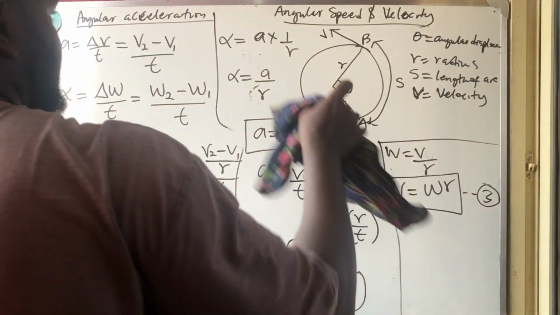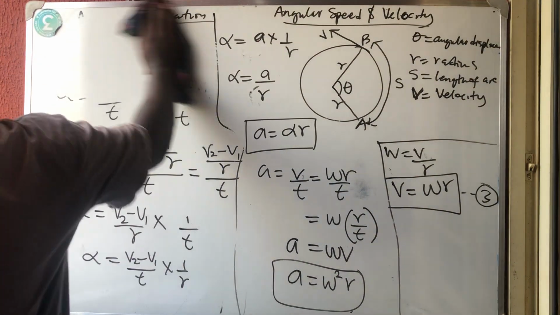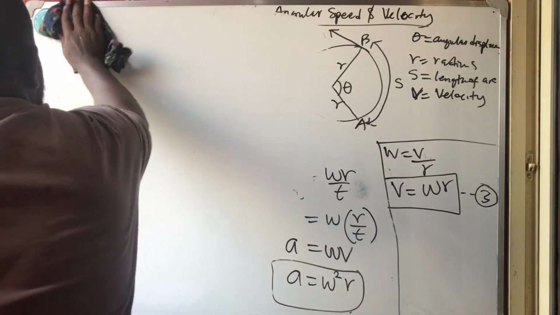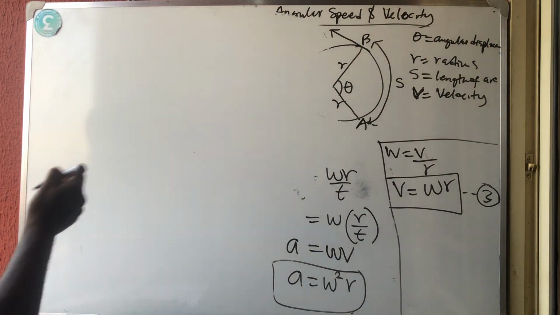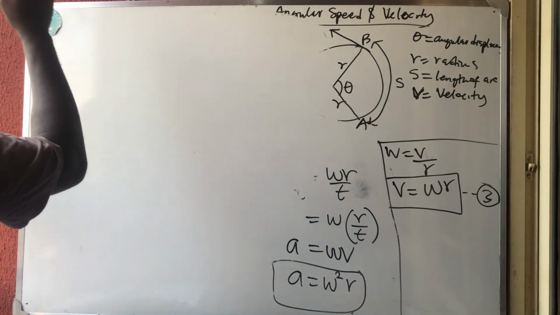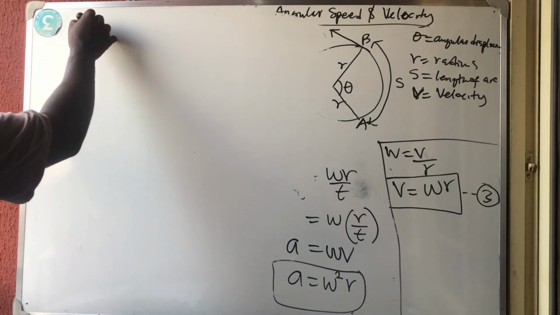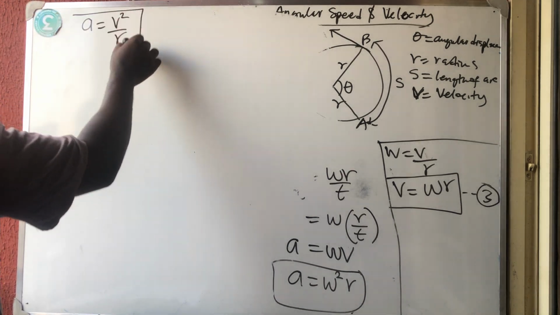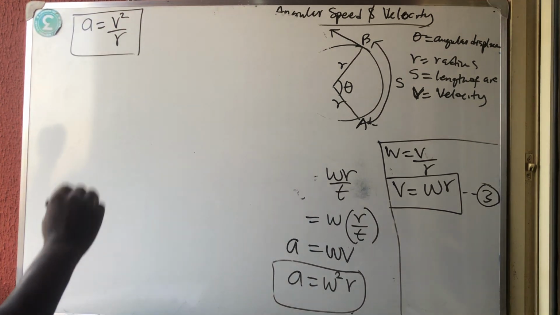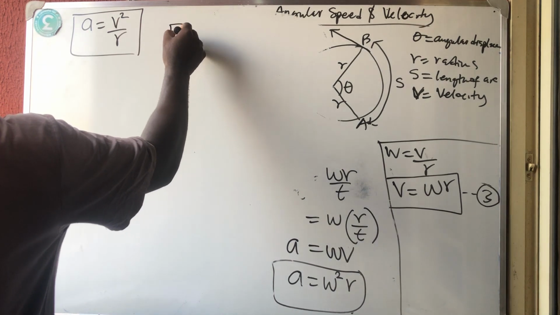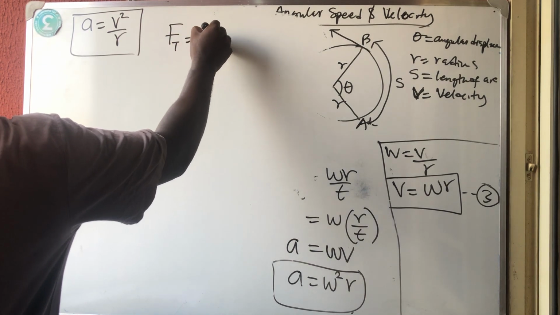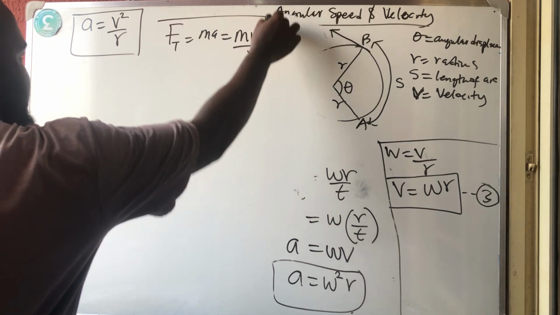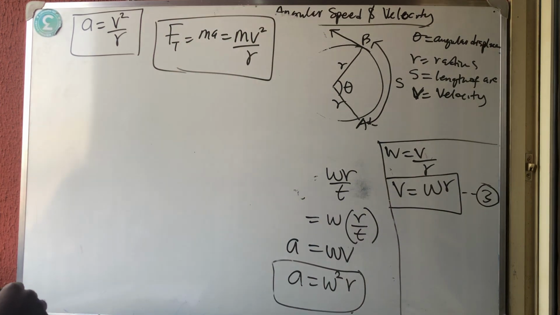So let's write out all our formulas, then we'll start solving calculations. Let's learn how to remember all our formulas. The first formula you need to remember is the centripetal acceleration, which is V squared over R. This gives you the centripetal force, which is equal to MA, which gives you MV squared over R. That's the second formula you need to remember.